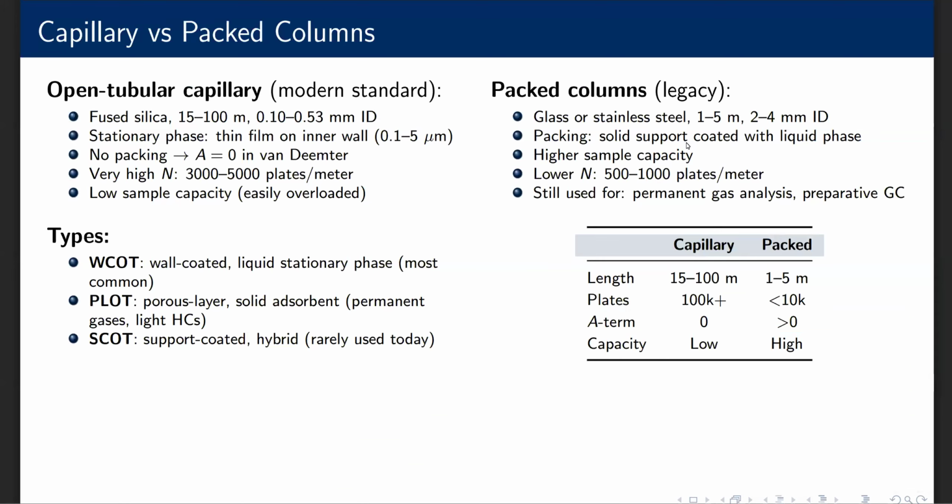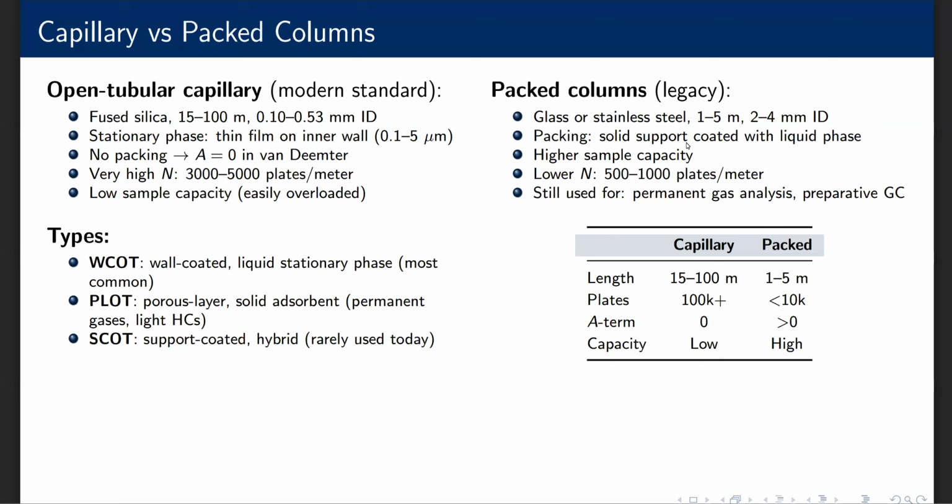Capillary versus packed columns. Modern GC is overwhelmingly done on open tubular capillary columns. These are thin fused silica tubes, typically 15 to 60 meters long and 0.25 millimeters in internal diameter, with a thin film of stationary phase coated on the inner wall. Because there's no packing material, the A term in the Van Deemter equation is zero. This is why capillary GC achieves such extraordinary plate counts.